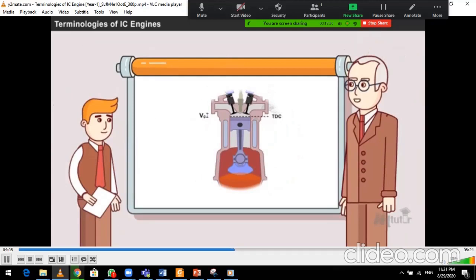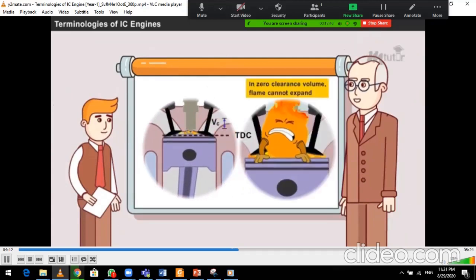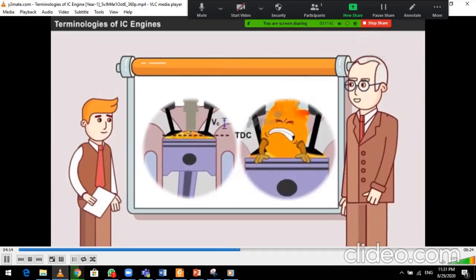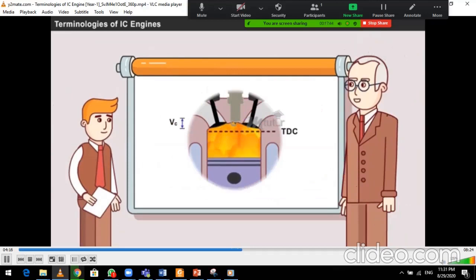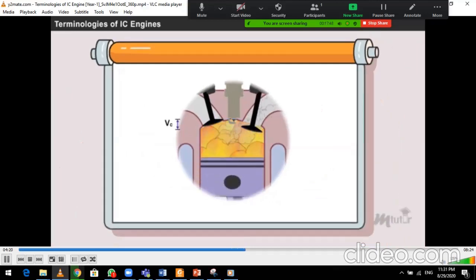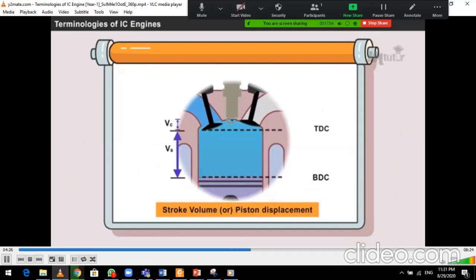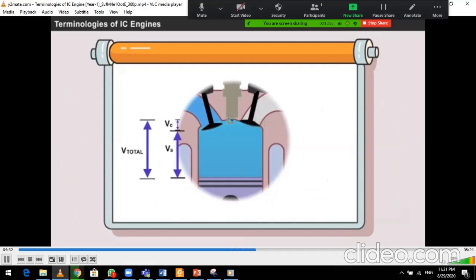Zero clearance volume is not recommended because if there is no clearance volume, it is difficult for the flame to expand. Hence, the flame needs a minimum space. The volume swept through by the piston between top dead center and bottom dead center is called swept volume. It is also called piston displacement. Total volume is equal to the sum of swept volume and clearance volume.